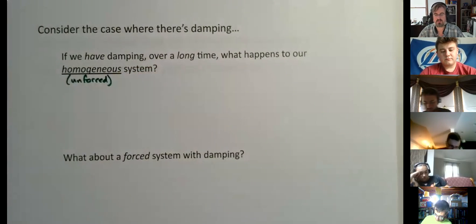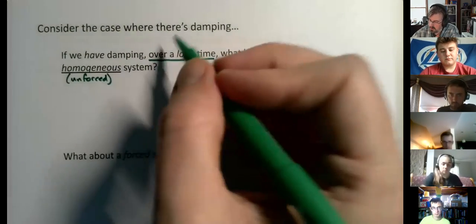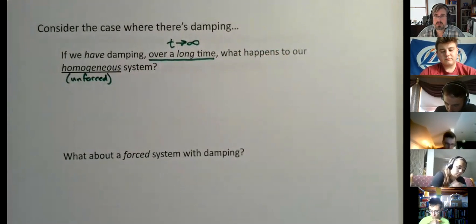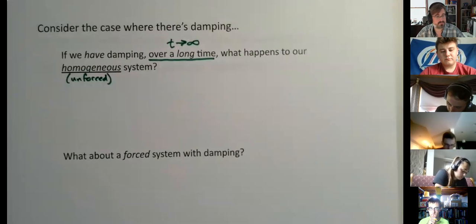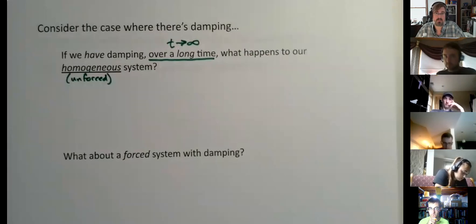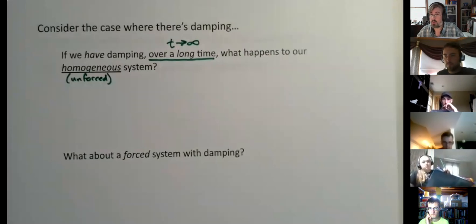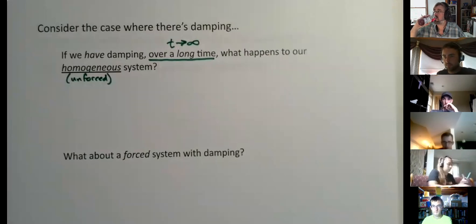So what's going to happen to our unforced system over a very long time? This is code language for as t approaches infinity. What do you think? It's an unforced harmonic oscillator with damping. What's going to happen to it if I wait long enough? It goes towards 0? Yeah, it stops, right? It heads towards equilibrium. So no big shakes there. We know that if we play the clock forward and you wait long enough, no matter what your initial conditions are, this thing's going to stop. Or should I say, it'll approach equilibrium.